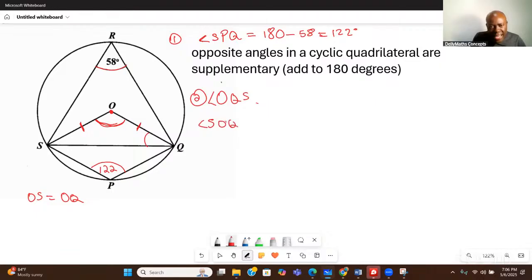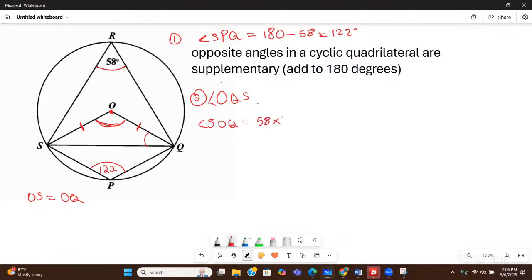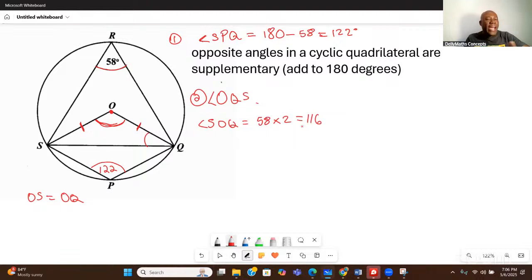SOQ, that's the angle at the center. So the angle at the center, SOQ, is going to equal twice the circumference angle, 58, so 116. What exactly is that rule? It's twice. The angle at the center is twice the angle at the circumference. So you double to come here. This is 116 here. But you're going to have to write the rule for each step.